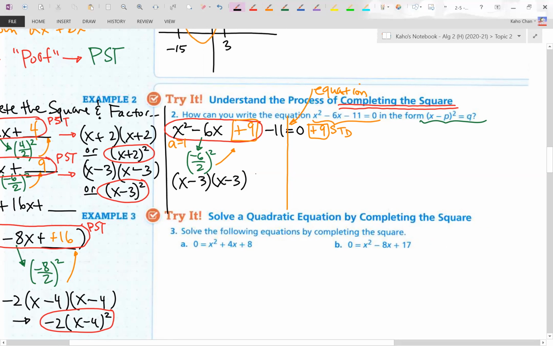You know what? We're almost to that form right there: x minus p squared equals q. I'm going to go ahead and move the 11 to the other side. That's allowed. On the left side, I can now consolidate x minus 3 together. And on the right side, 9 plus 11, to balance the equation, is 20. That was just getting us ready to create equations of that form.